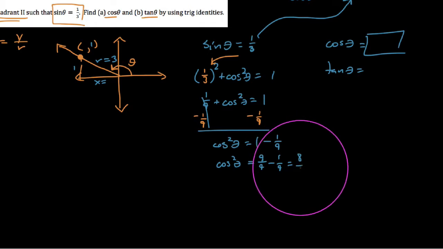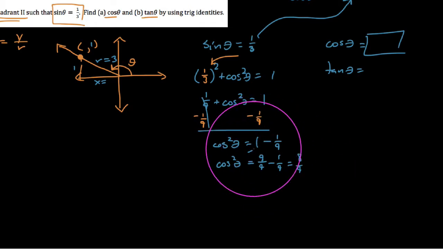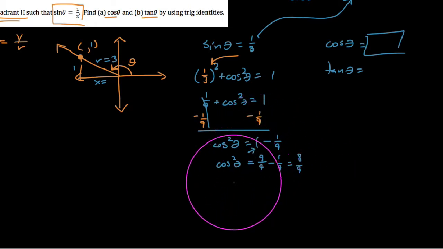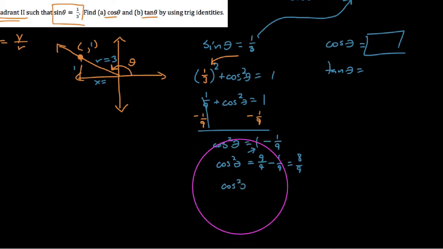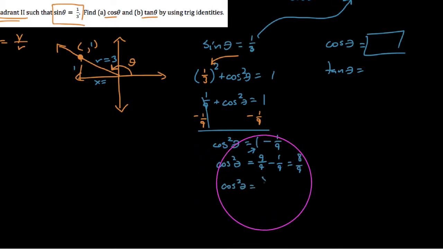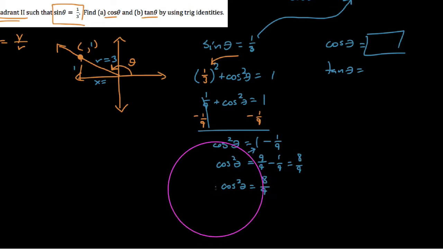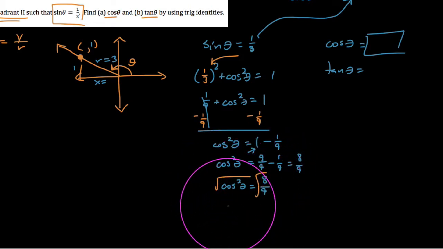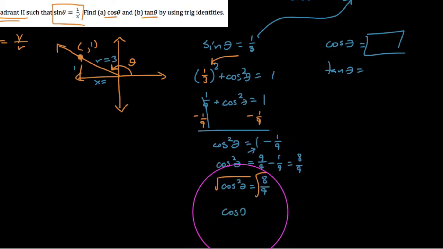This is what I love about using the Pythagorean identities, is that there's always a whole involved, so finding common denominators is pretty easy. So we get the cosine squared of theta is equal to 8/9. What we want is actually the square root of this. We want the cosine of theta. So we get the cosine of theta would be this.